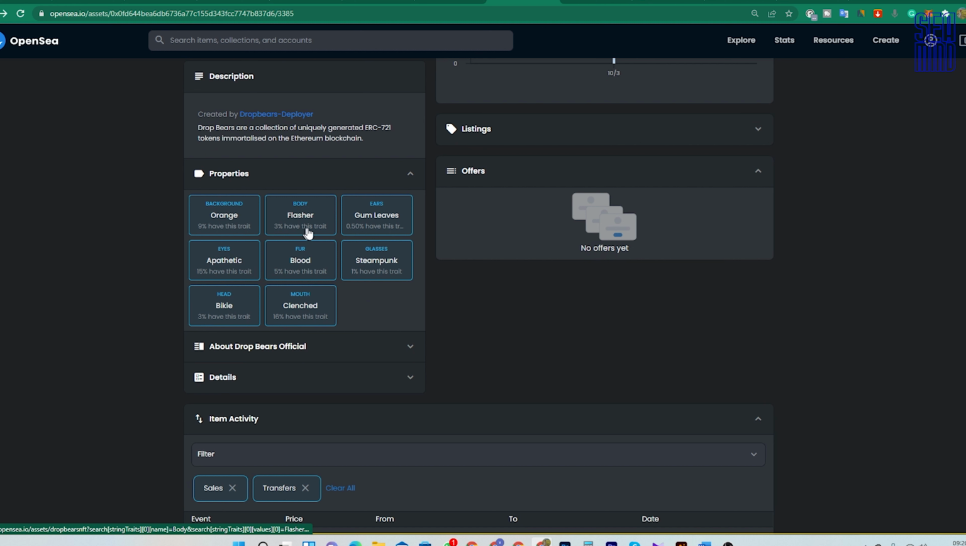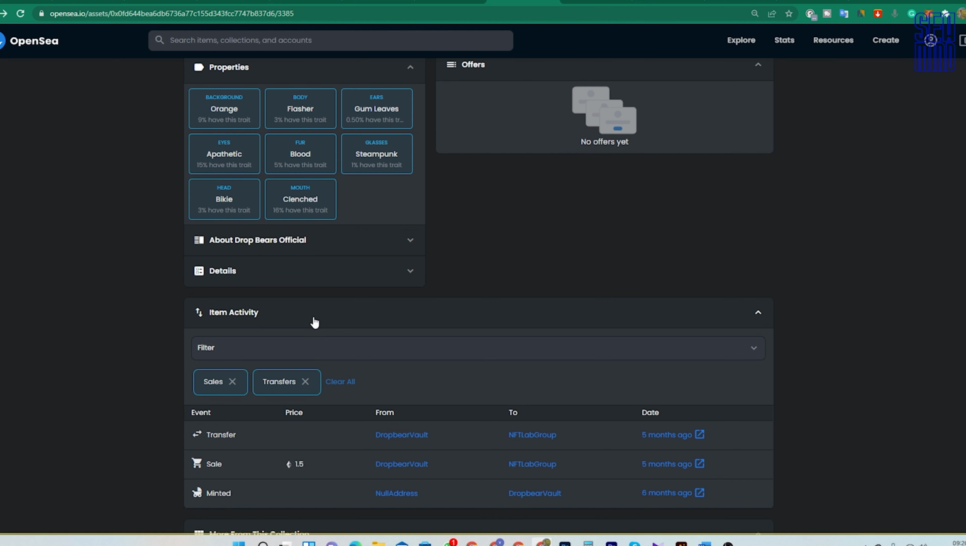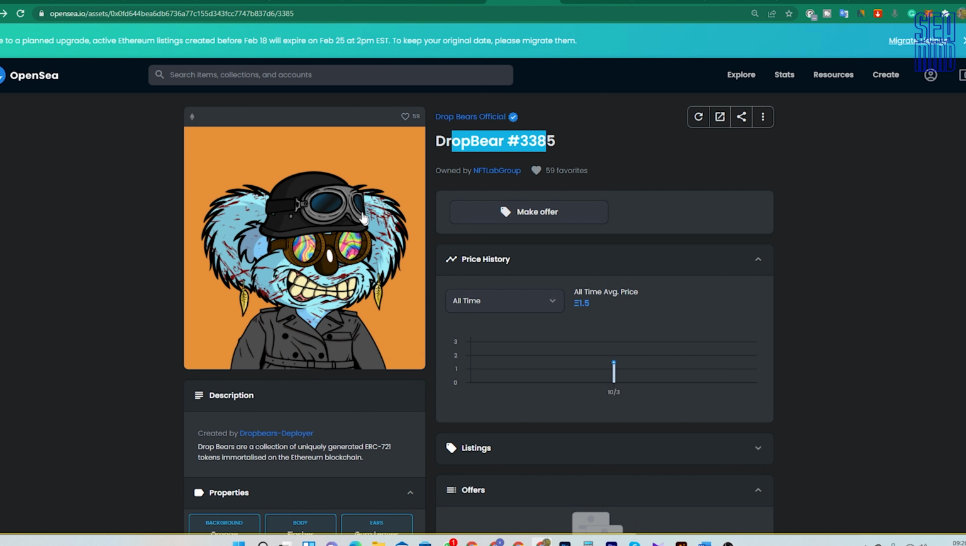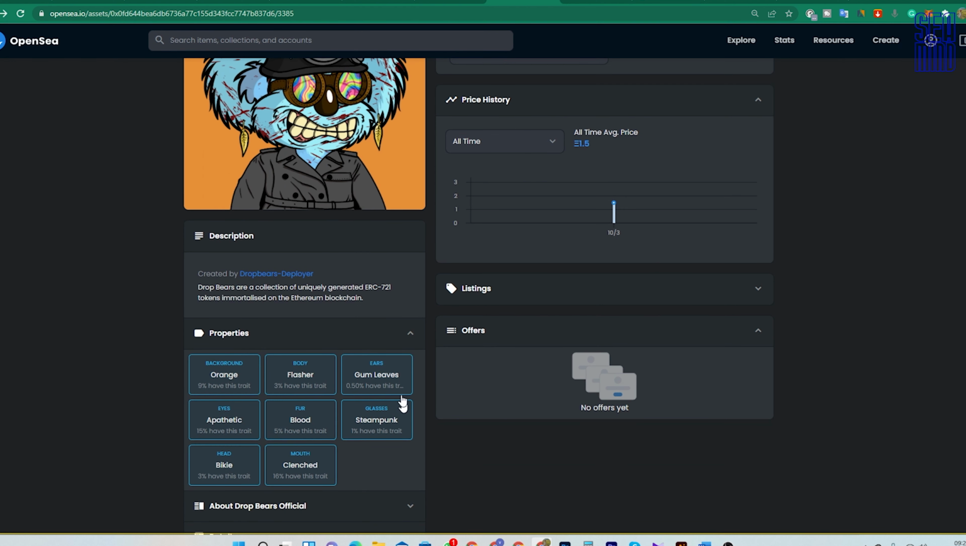So this one has an orange background, only 9% had that out of the 10,000. It has gum leaf earrings. The gum leaf earrings, only 0.5% have that. The fur's got blood on it, so only 5% of that. And it's a steampunk, so it's got steampunk glasses, and that's only 1%. Now this is a really rare one. And this one here is not as rare. 70% have this trait, 70% have nothing in the ears, but the eyes, 15% on the eyes. So Terminator eyes. And then yeah, it just depends on the rarity.